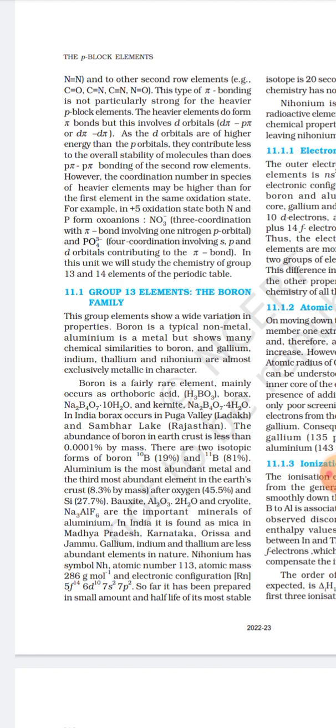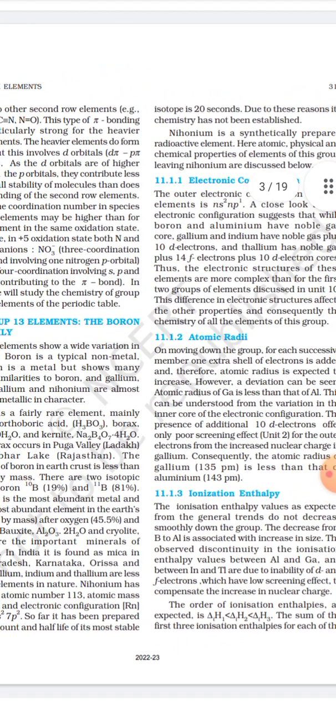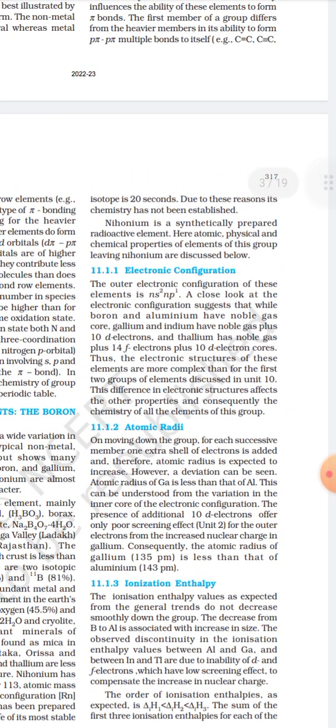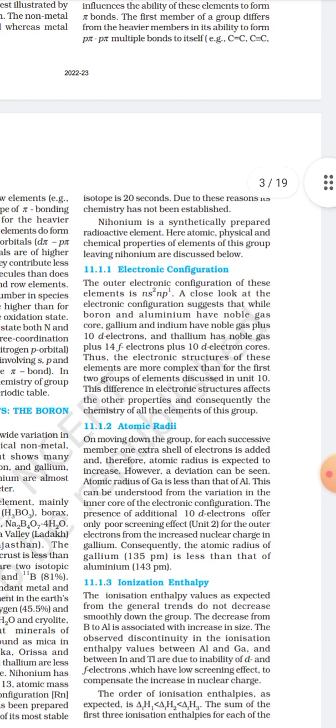Gallium, indium and thallium are less abundant elements in nature. Nihonium has the symbol Nh, atomic number 113, atomic mass 286 gram per mole, and electronic configuration 5f14, 6d10, 7s2, 7p1. So far, it has been prepared in small amounts, and the half-life of its most stable isotope is 20 seconds. Due to these reasons, its chemistry has not been established. Nihonium is a synthetically prepared radioactive element. Here, the atomic, physical and chemical properties of elements of this group, leaving nihonium, are discussed below.